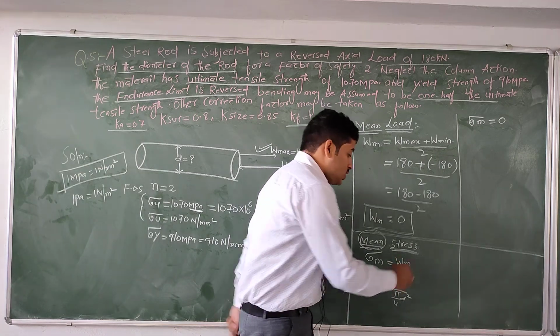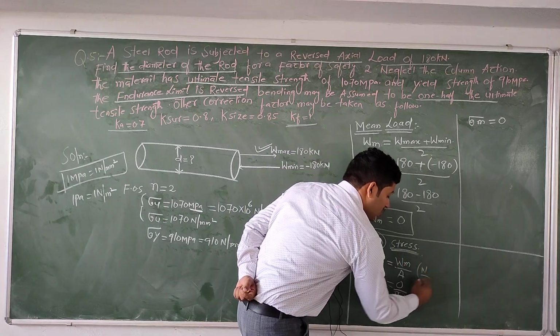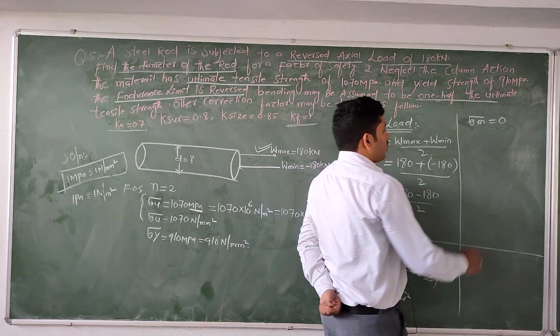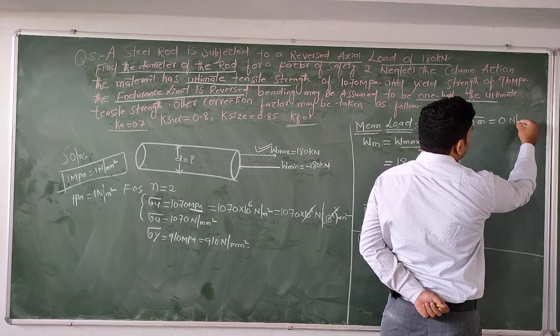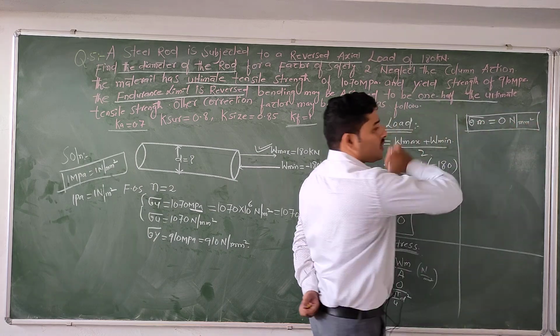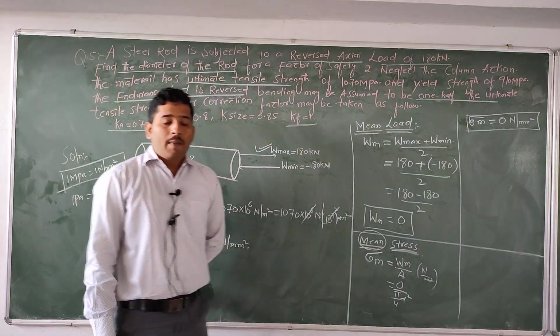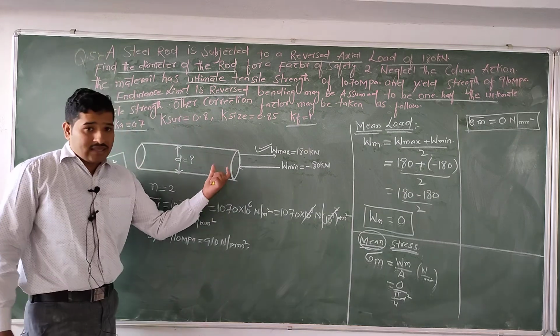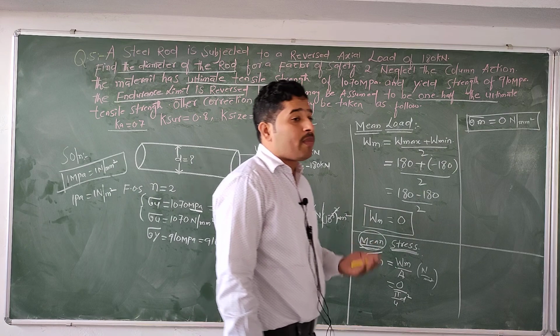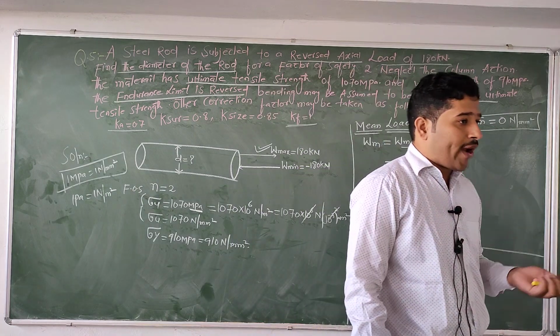The unit of load is Newton and the unit of area is millimeter square. So how much do we have to represent here? 0 Newton per millimeter square. That is the value of mean stress. Okay dear, but again in this case what we need to find out? We need to find out the variable stress.